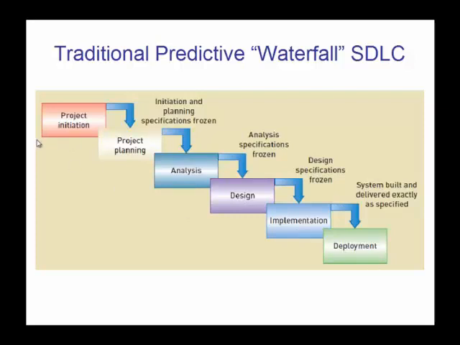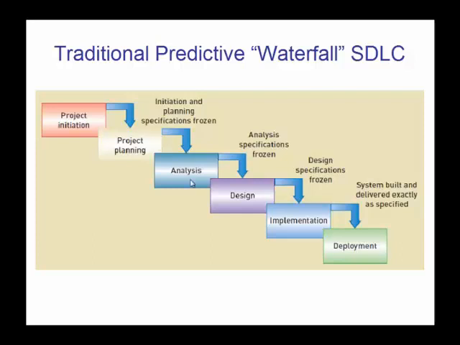And so project initiation phase would be completed prior to starting project planning. And then project planning would start, and it would be completed before starting the analysis phase. So the initial planning specifications that are produced during the project planning phase would be frozen, is the term they use for that. So they cannot be changed. So you're committed to carrying out the project exactly as planned.